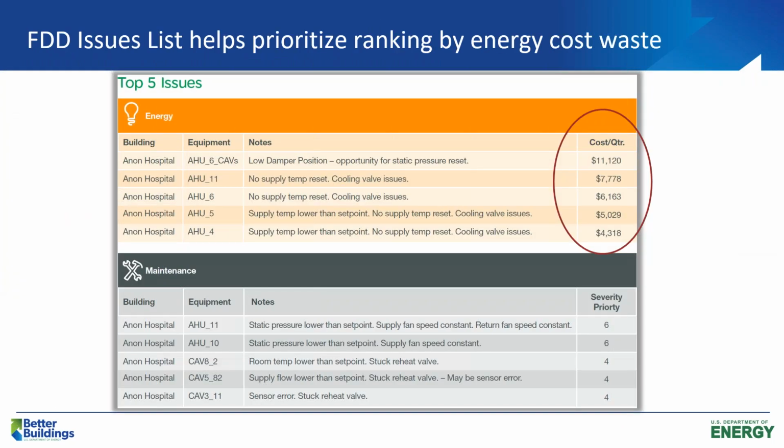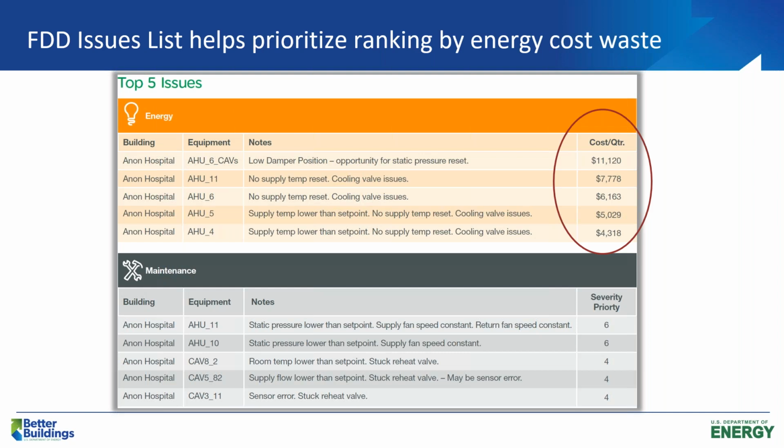Now, one complaint with FDD is there's way too many faults that it finds. And so this current generation of FDD tools generally has a feature to help you prioritize and rank issues. This is just one example of many of how tools can prioritize based on avoided energy costs. A calculation is done using the data related to that particular fault, and in this case it's a cost per quarter. So if you don't correct it for 3 months, this is the cost waste for that particular fault.